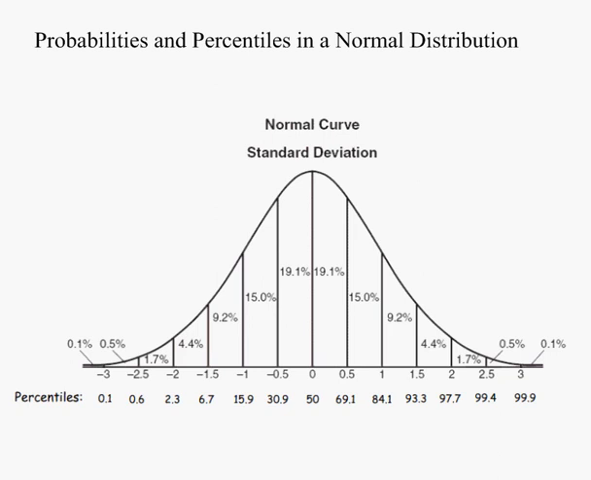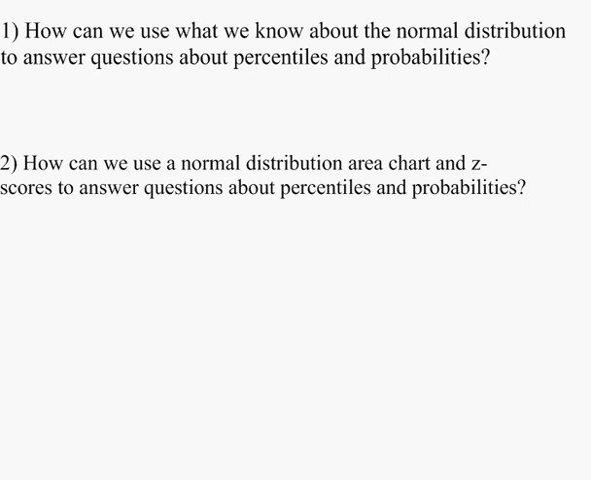So anyway, we have two questions we plan to answer. Number one, how can we use what we know about the normal distribution to answer questions about percentiles and probabilities? And number two, how can we use a normal distribution area chart and z-scores to answer questions about percentiles and probabilities? Let's start with that first question. It's a little bit easier to answer.